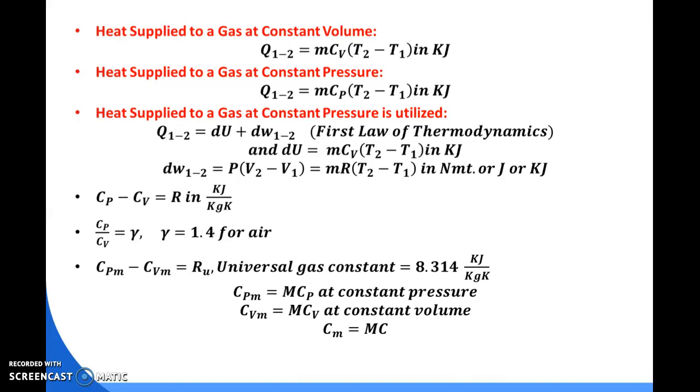Another point, heat supplied to a gas at constant pressure is utilized as Q12 is equal to du plus dw12, that we have already discussed during the discussion of the first law of thermodynamics. So, Q12 is the amount of heat added to a system, dw12 is the work done, and du is the internal energy absorbed.